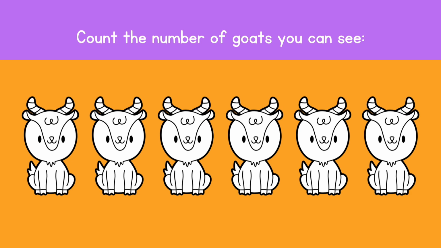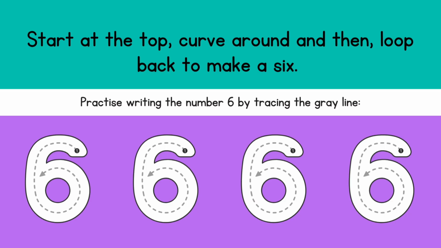Count the number of goats you can see. 1, 2, 3, 4, 5, 6. So start at the top, curve around and then loop back to make a 6. Now practice writing the number 6 by tracing the grey line on your notebook.